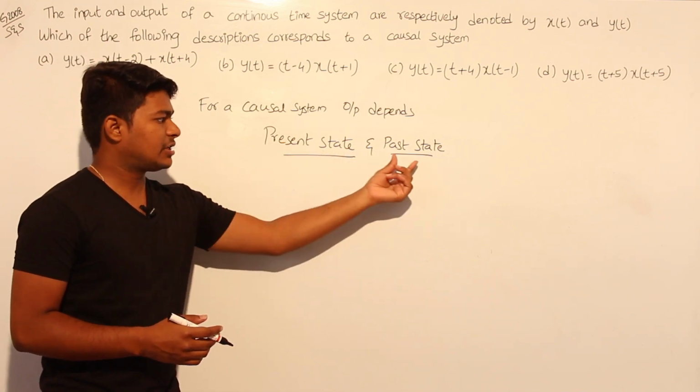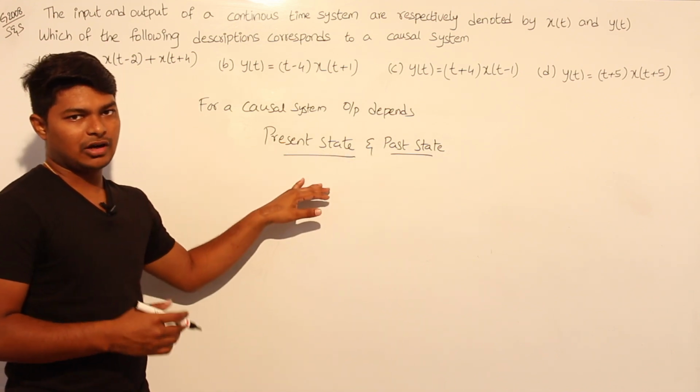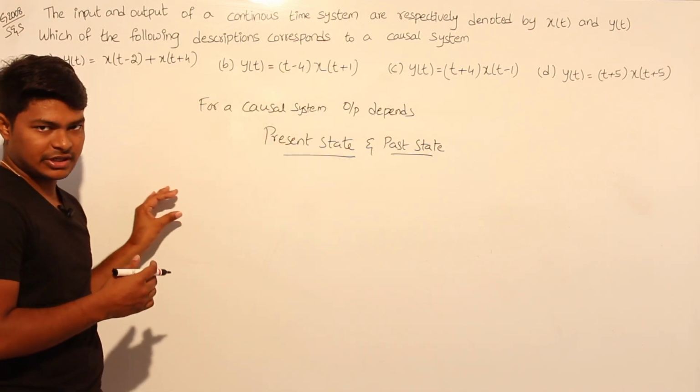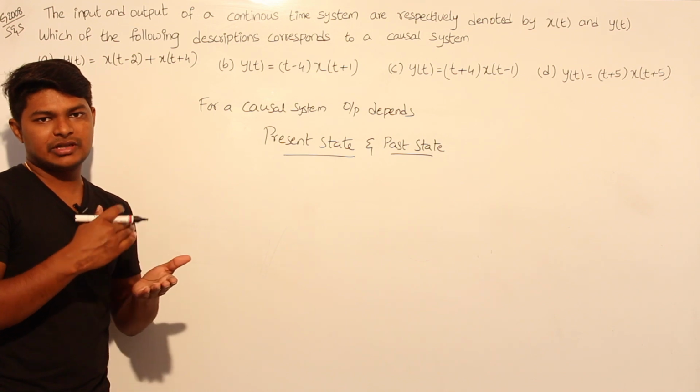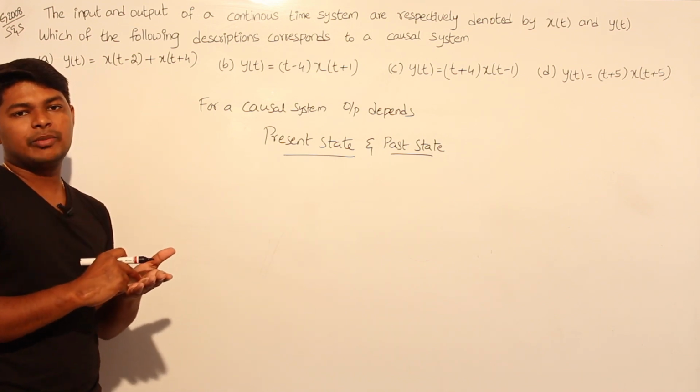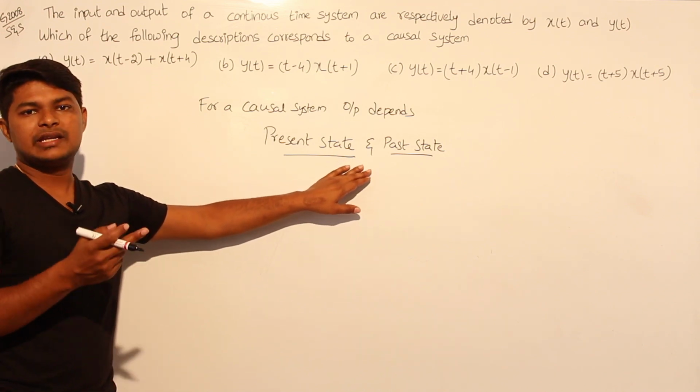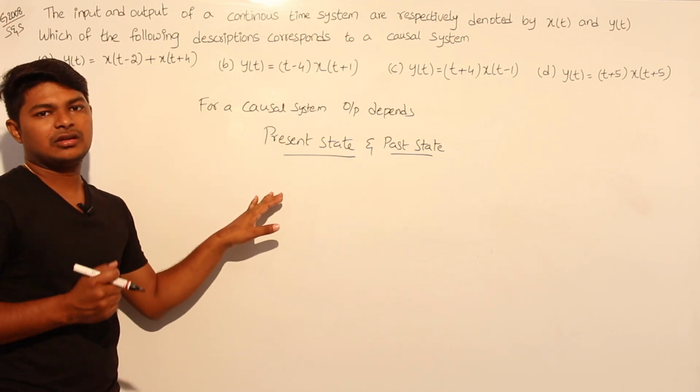What do you mean by present state and what do you mean by past state? We will come to know by solving this question. We will take each and every option and check what is the present state and what is the past state. Is the output depending on present state or past state? Then we can say it is causal, else it is not causal.